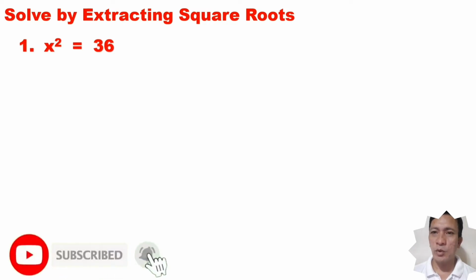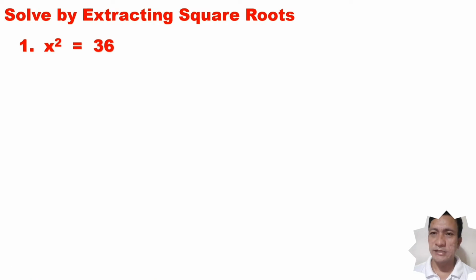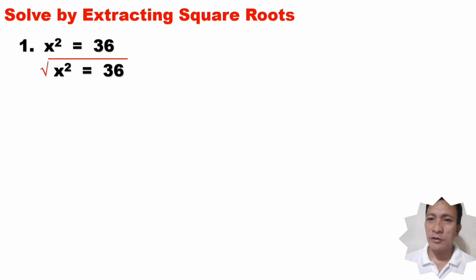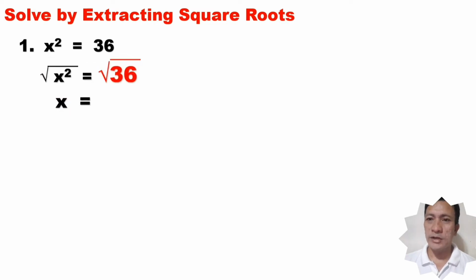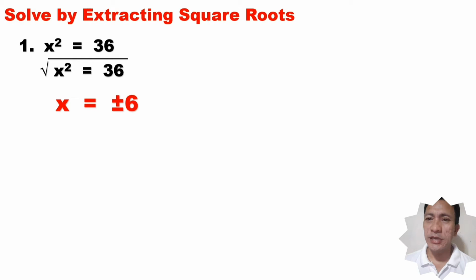Number 1, x squared equals 36. To solve, extract the square root of both sides. Square root of x squared is x. Square root of 36 is positive and negative 6. Therefore, the value of x equals positive and negative 6.